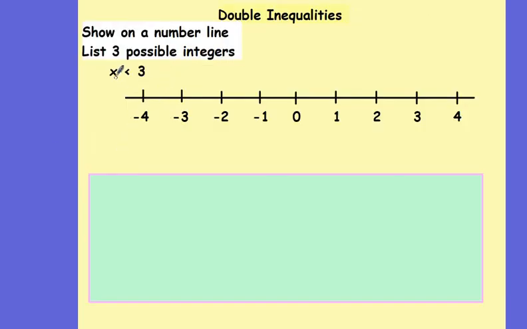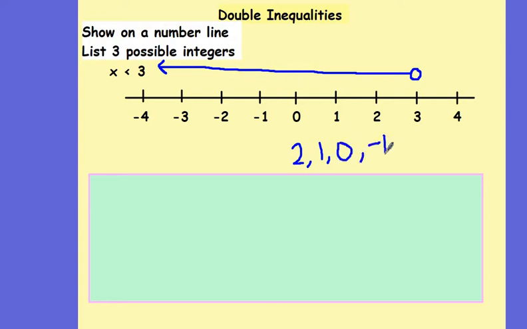Okay, so we're confident if I've got x is less than 3, I know I need an empty circle because I'm not including the 3 on my 3, and I need an arrow pointing this way, indicating all the numbers that are less than 3. So if I have to list 3 possible integers, looking at my number line, I can't include 3 because it's an empty circle, but I could have 2, I could have 1, I could have 0, I could have -1. All of those are possible integers.